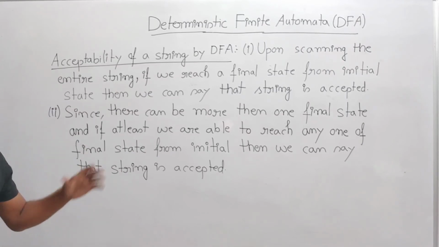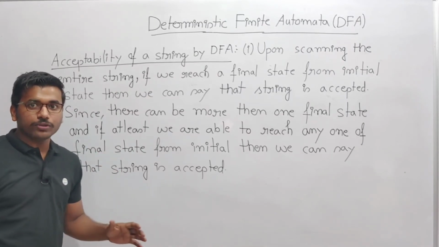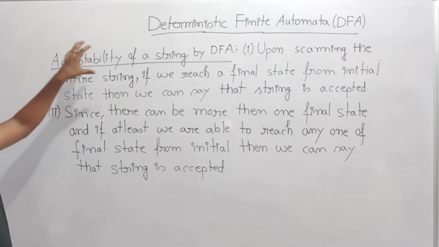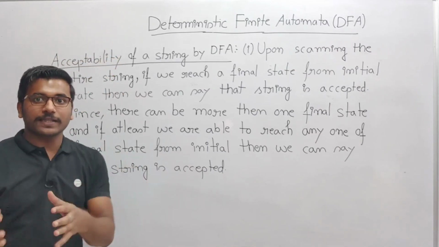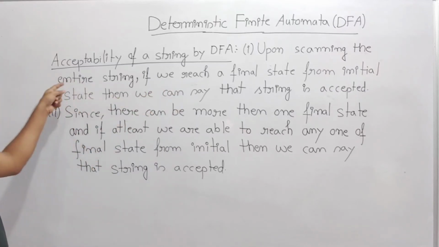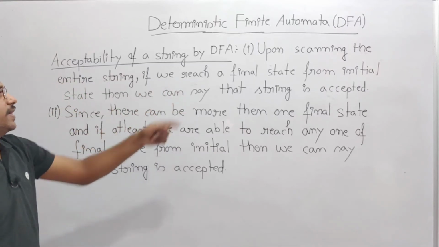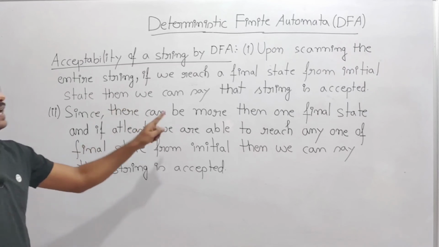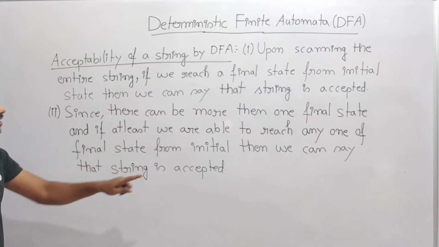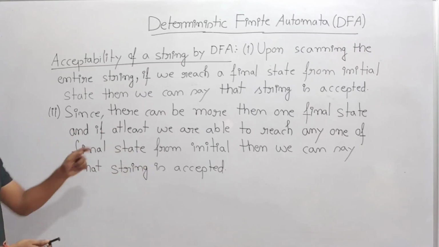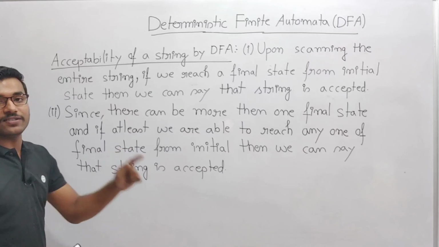Now see the definition. Whatever I have told you, I have written so that you can write it in your notebook. Acceptability of a string by a DFA: when can you say that a string is accepted by that DFA? Upon scanning the entire string, if we reach a final state from the initial state, then that string is accepted. Since there can be more than one final state, if we are able to reach at least any one of the final states from the initial state, then the string is accepted.